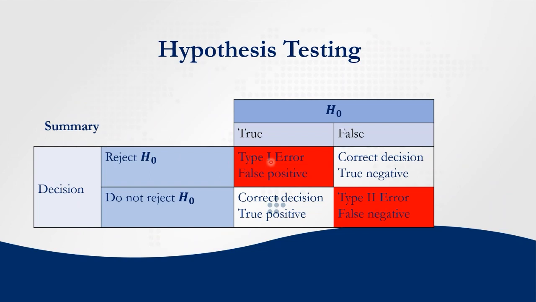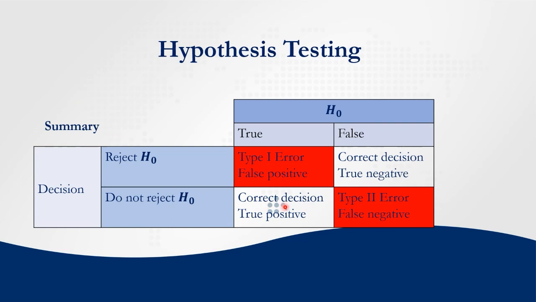And then we can also reject the null hypothesis when it's false, which is what we want. We want to reject it when it is false. So this would be a correct decision. It's a true negative. And then on the other hand, we can decide not to reject, based on the evidence, which is our data.